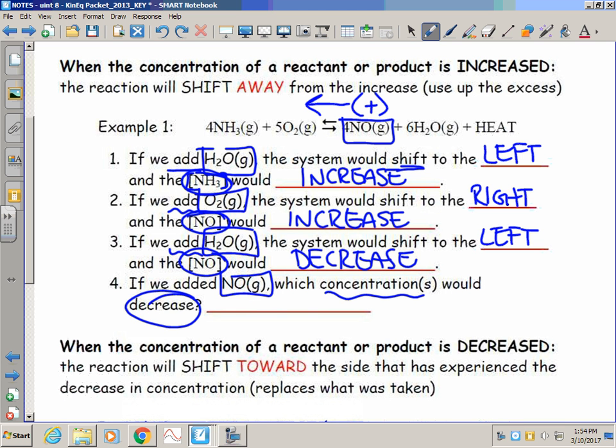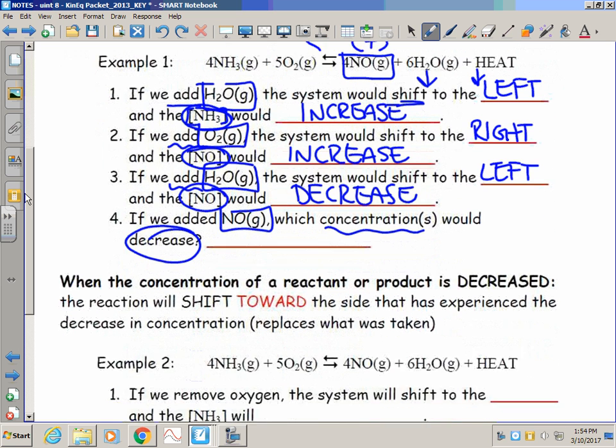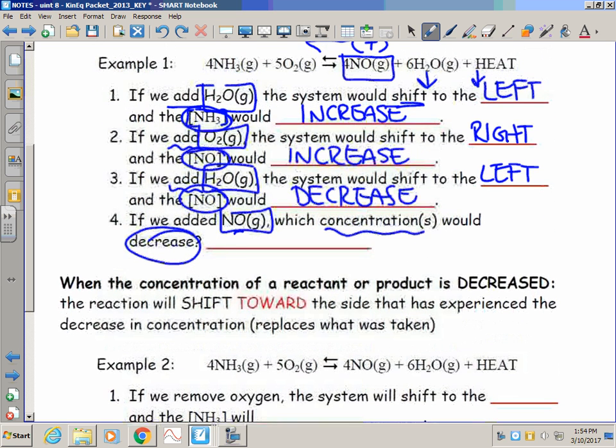All right, that means everything over here on the product side. We added products, so the system shifts away from products. It will use up the products. The H2O will go down, and the heat. Now, heat's not a concentration, technically, but heat would be used up. Heat would be consumed. So the concentrations that would decrease would be the H2O, and then I'd put an asterisk next to heat. Technically, it's not a concentration, but heat would be consumed because we're shifting away from heat.